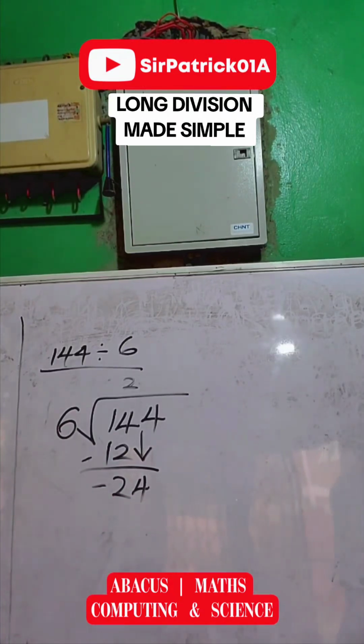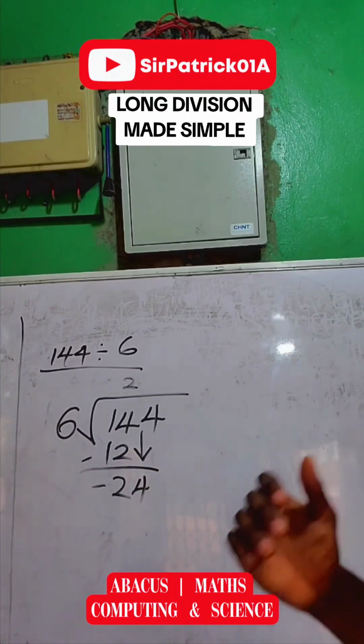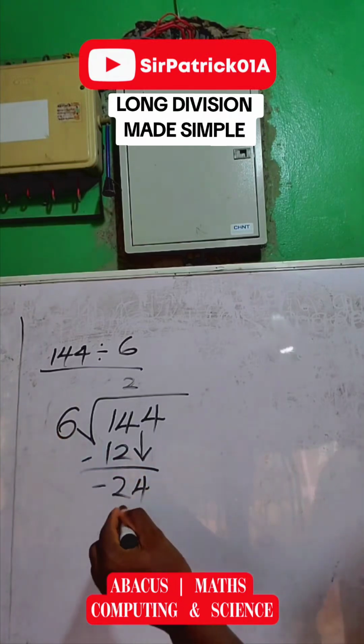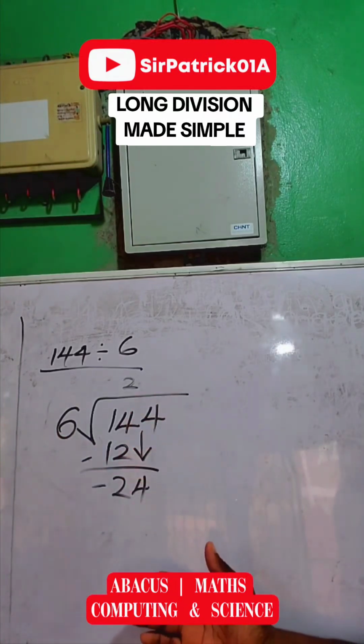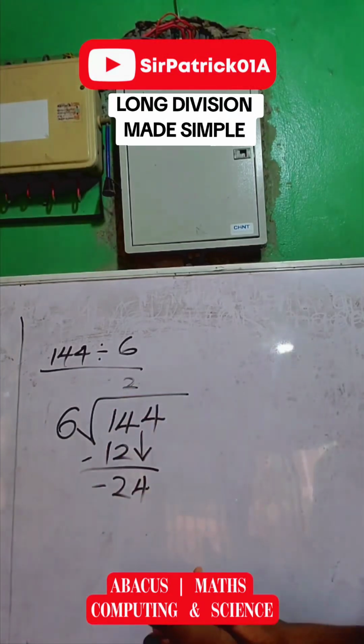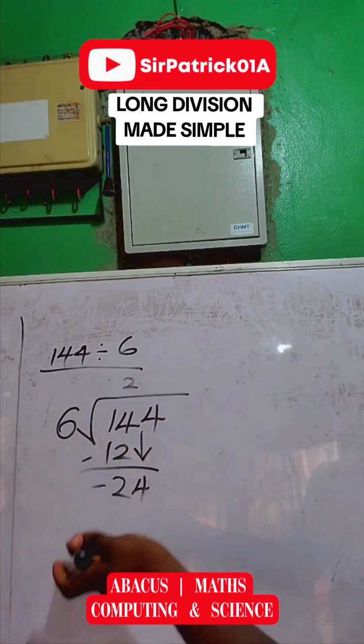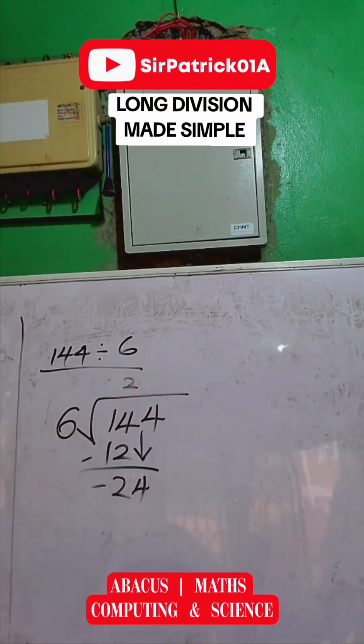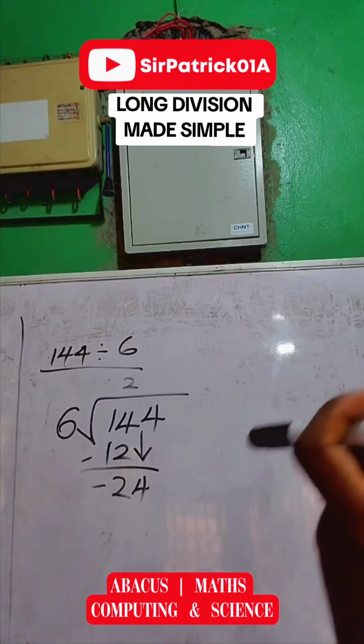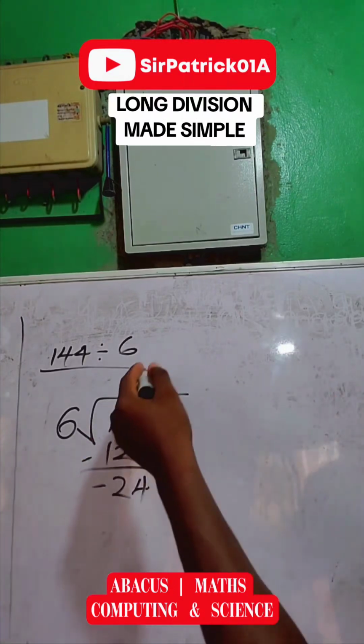So you do your 6 times table. This is why I always encourage students to learn their times table. So if you don't know your 6 times table, you are obviously going to get this question wrong, provided you are going according to the rules. You understand? So 6 times 1 is 6, 6 times 2 is 12, 6 times 3 is 18, 6 times 4 is 24, 6 times 5 is 30. So you realize that 6 times 5 is 30.